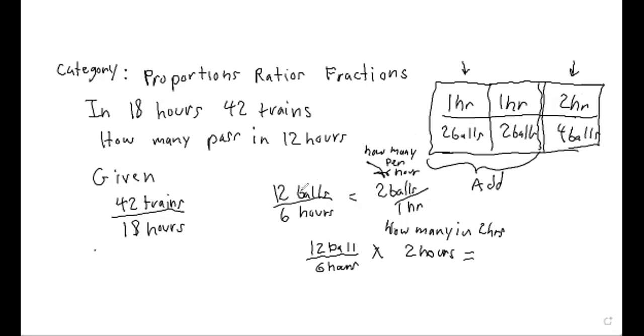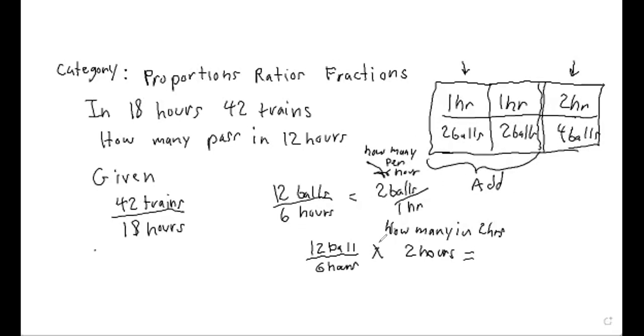This ratio, 12 balls over 6 hours, is telling us how many balls pass per hour, right? 2 balls per hour. So we want to know how many balls pass in 2 hours. We simply multiply it by 2. So we're gonna multiply 12 balls by 6 hours, I'm sorry, 12 balls by 2 hours. And we already know the answer. The answer is going to be 4 balls because we did it in the table.